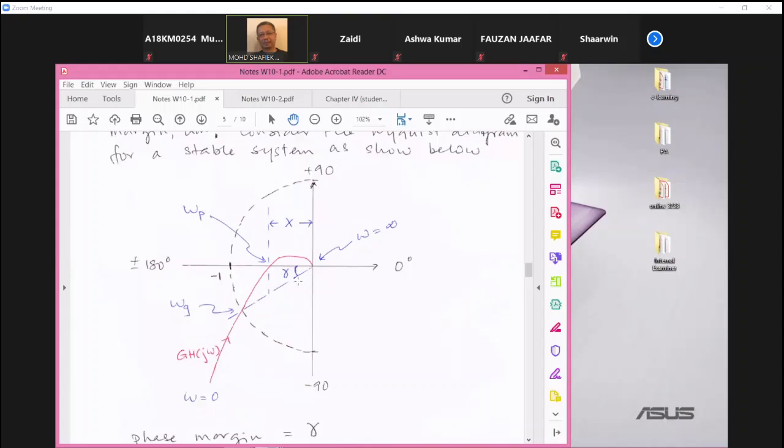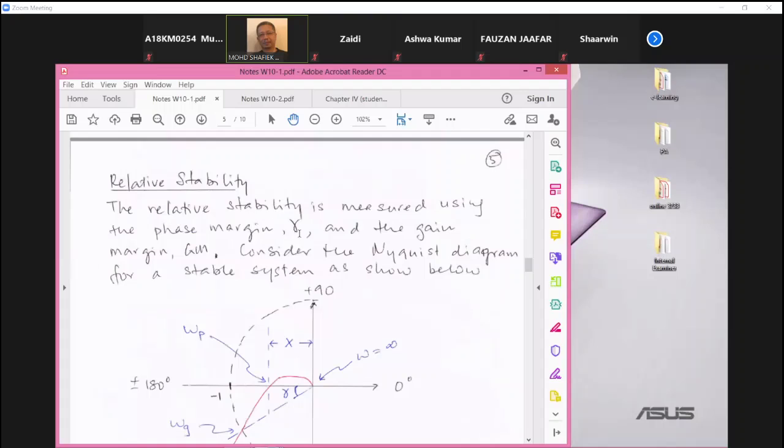When the phase margin is equal to 0, when that angle is equal to 0, you are exactly at that point, -1. So when the phase margin is equal to 0, you are already marginally stable, one step away from becoming unstable. So there is the phase margin.